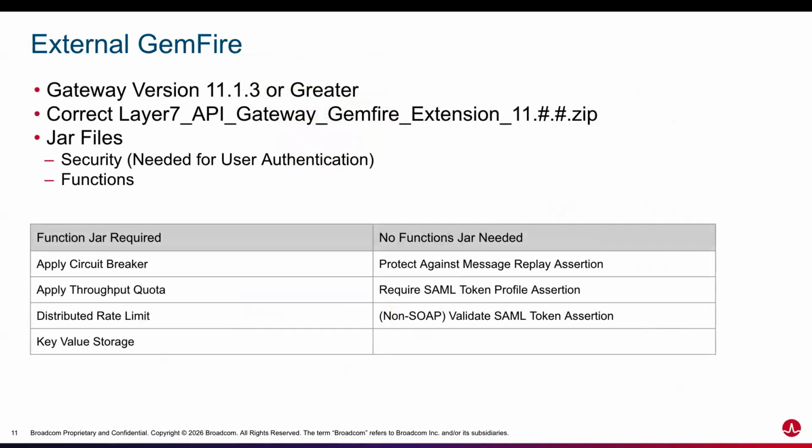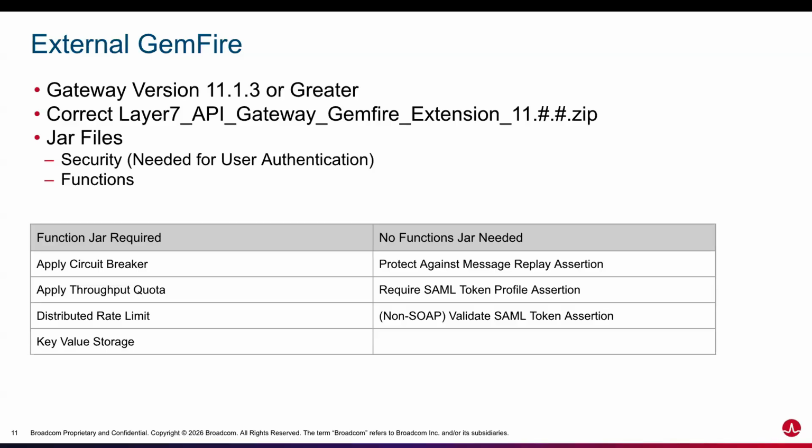The external Gemfire is the same gateway version. There are some things that need to be done on both the gateway and the Gemfire instances. There is a gateway Gemfire extension.zip file that includes some jar files. The security jar is mainly needed for that user authentication between Layer7 and Gemfire when you do the initial setup.